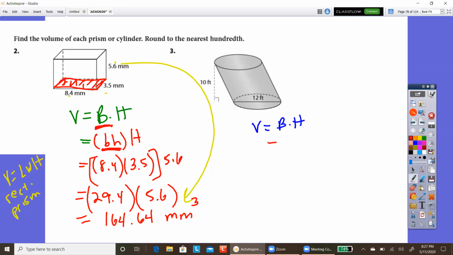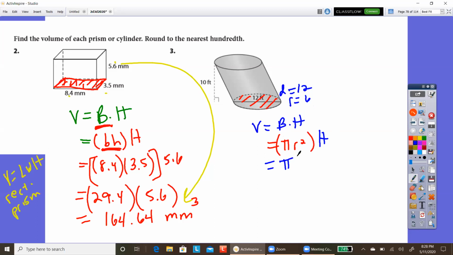The base is shaped like a circle. So to get the area of the circle, I'm going to use pi r squared. That would tell me the number of cubes that are on the first layer, and then capital H will be the number of layers that I have. So the diameter here was 12, which means that my radius is 6.